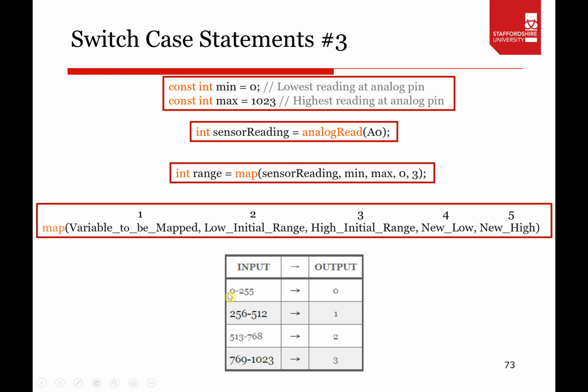So between an input of 0 and 255, the output will be 0. Between 256 and 512, we'll get a 1 output. Between 513 and 768, we'll get a 2 output. And on the upper range, between 769 and 1023, we get a 3 output.